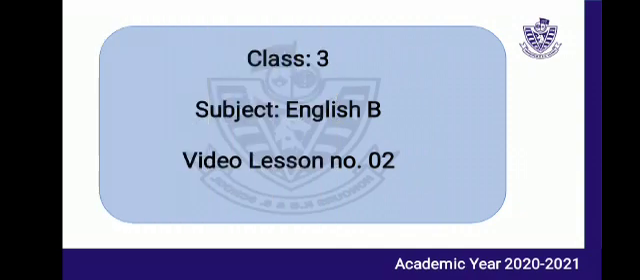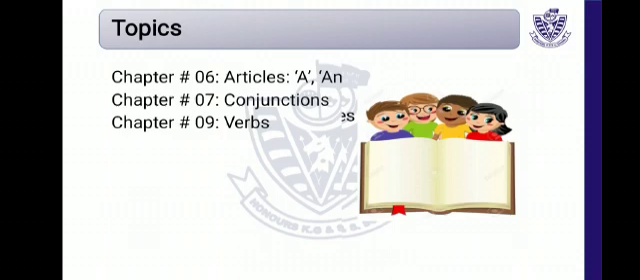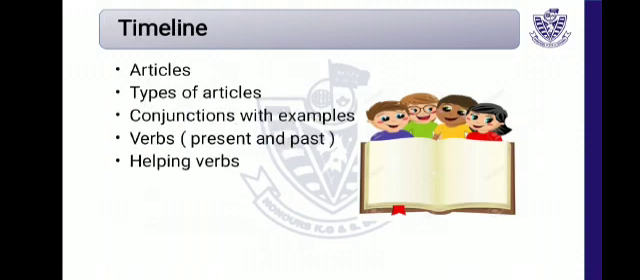Today we have video lesson number 2 for class 3. Students, we will discuss chapter number 6, articles: a, an, and the. Chapter number 7, conjunctions. Chapter number 9, verbs. In this video you will learn articles, types of articles, conjunctions with examples, verbs present and past, and helping verbs.